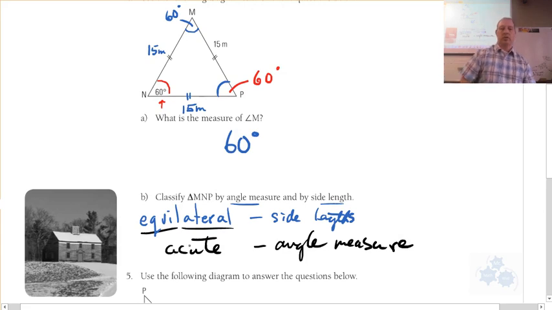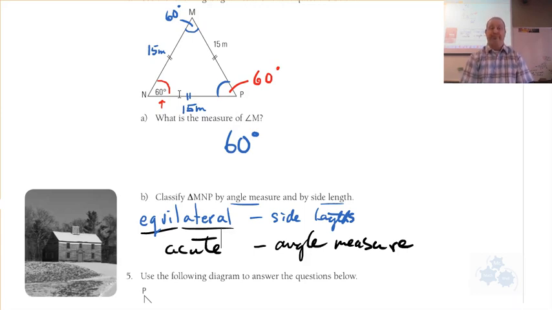It's an acute. Okay? Is it a right triangle? No. Is it an obtuse triangle? No, because it doesn't have an angle that's greater than 90. So it's equilateral, it's acute. Technically, is it isosceles? Does it have two equal sides? Technically, it's isosceles too, I guess.